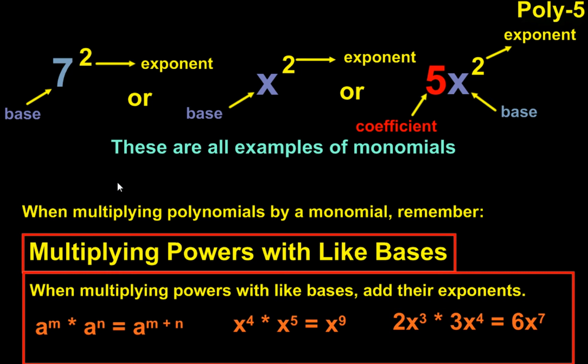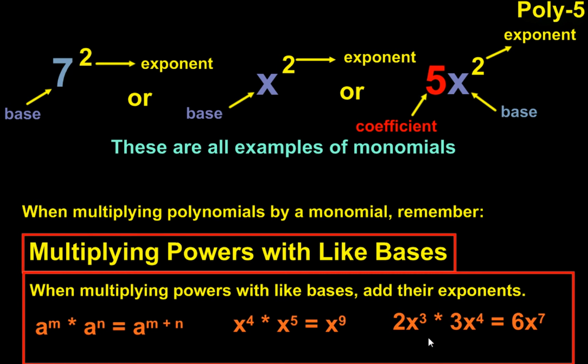When multiplying polynomials by a monomial, remember, we're multiplying powers with like bases. So when you're multiplying powers with like bases, we add the exponents. So for example, if we have a to the m times a to the n, since they have like bases, a, we would add m plus n. Another example, if we have like bases of x, and we're multiplying x to the 4th by x to the 5th, we keep the x but add the exponents, so we get x to the 9th.